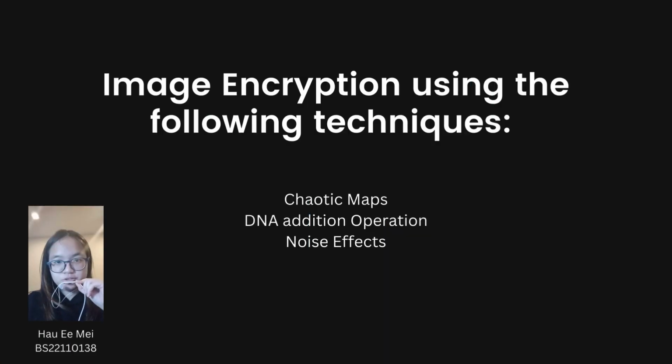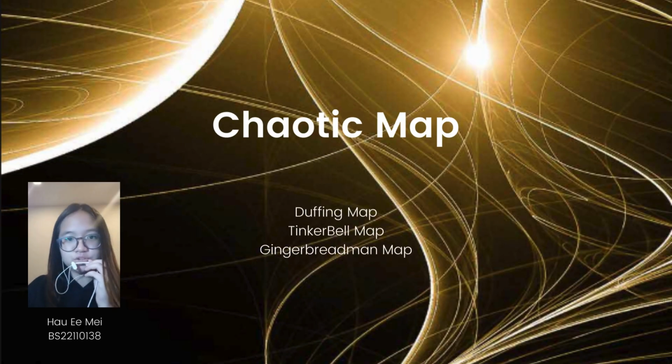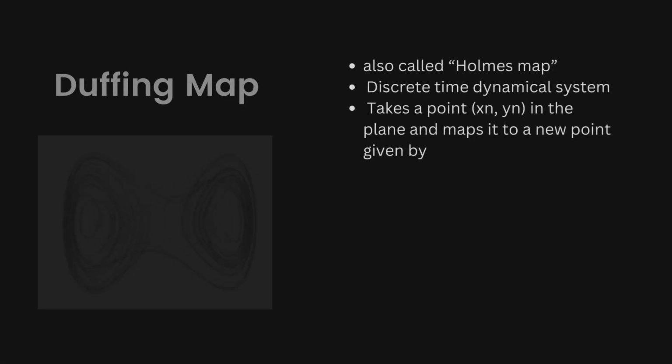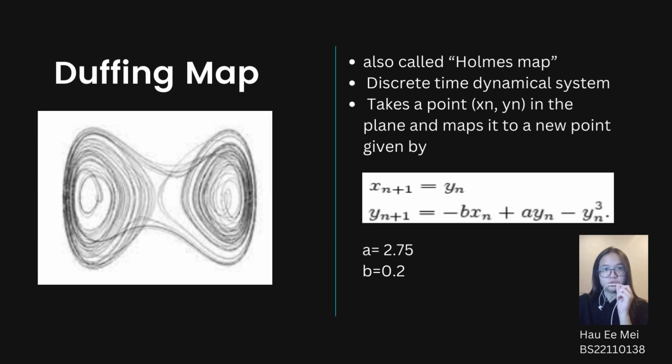Next, I'm going to demonstrate the image encryption using the following techniques, which are chaotic maps, DNA addition operations, and noise effects. In this paper, there are 3 chaotic maps, which are Duffing map, Tinkerbell map, and gingerbread man map. First of all is the Duffing map, which is also called Holmes map, which is a discrete time dynamical system. This kind of Duffing map exhibits chaotic behavior.